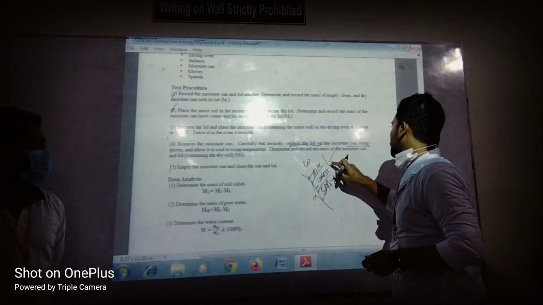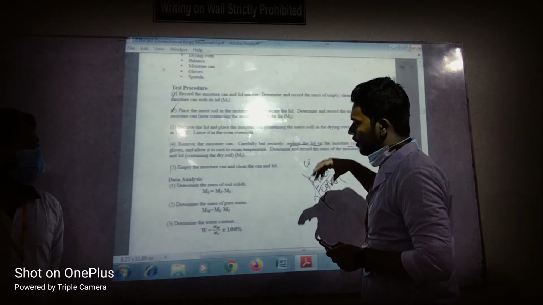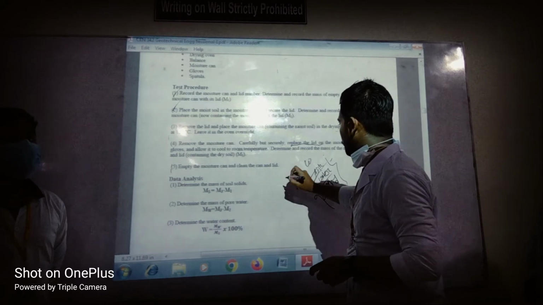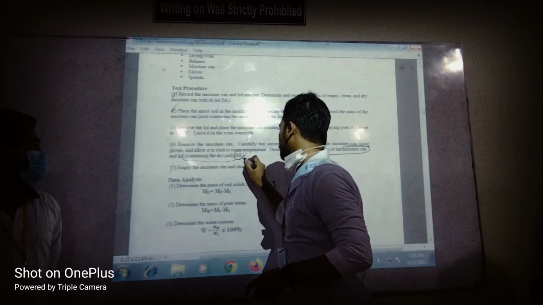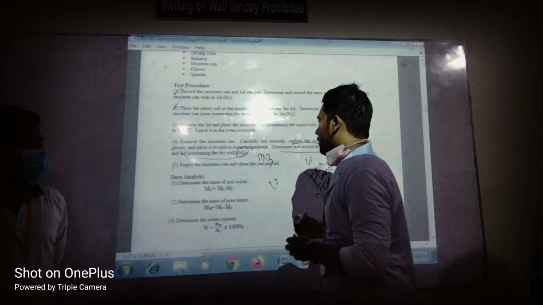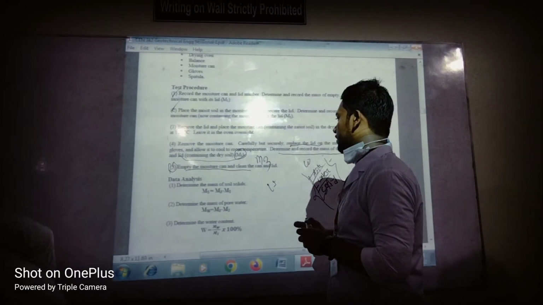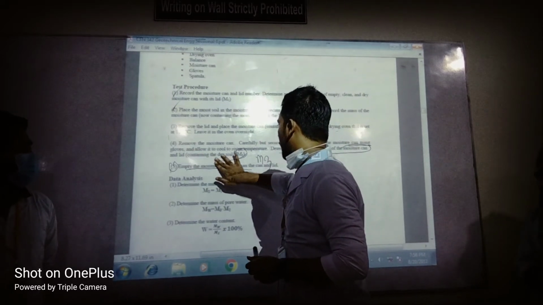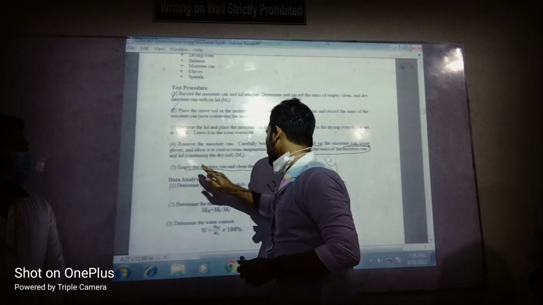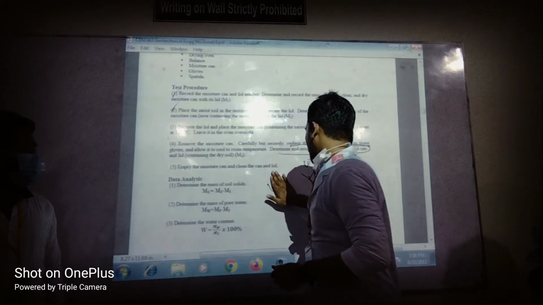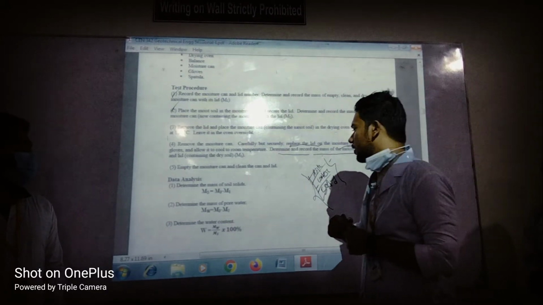Then determine and record the mass of the moisture can and the lid. We put the lid on again, then take the weight of the moisture can and the lid again. It will be considered as M3. Number five procedure is to empty the moisture can and clean the lid. After taking all the masses M1, M2, M3, we clean the moisture can and our lid. I would like to welcome my friend Mr. Shubha Das, who will explain the data analysis.